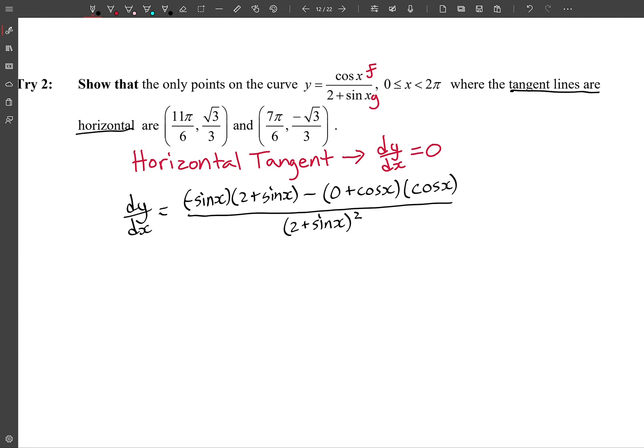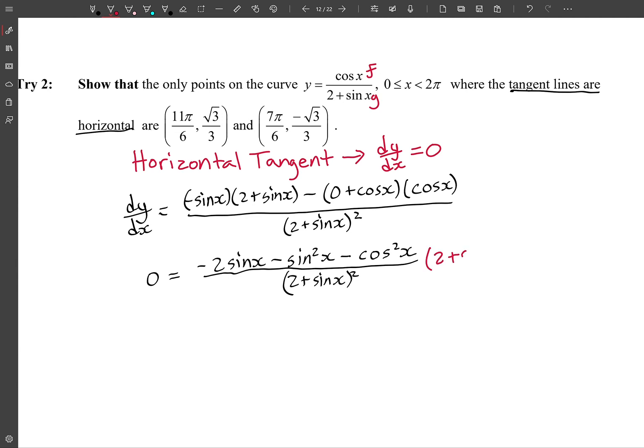But here's the thing. We already know the derivative is going to be equal to 0. That makes things significantly easier. So I'm going to expand out my numerator here. This is going to become -2 sine x minus sine squared x minus cos squared x. That's just me expanding out my terms there. All over 2 plus sine x squared. But I got 0 on the other side. So an easy thing for us to do is multiply both sides by 2 plus sine x squared.